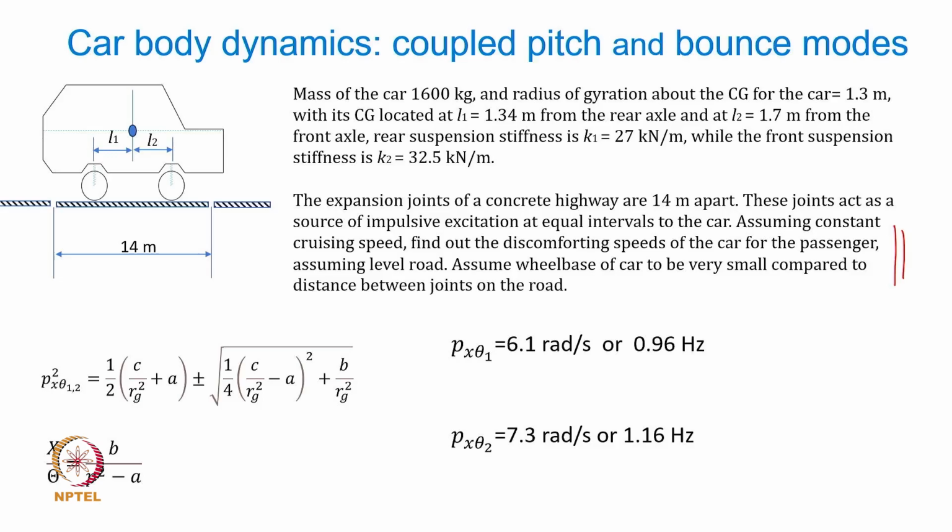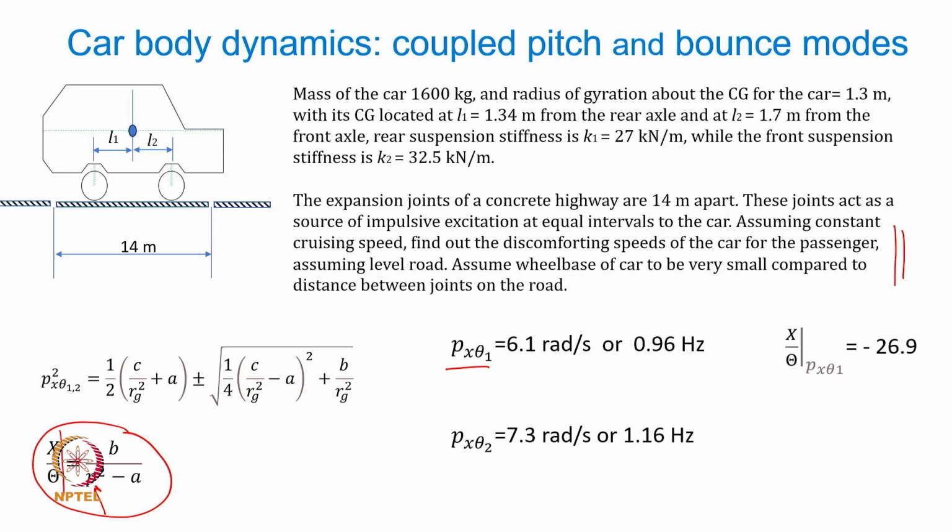So x over theta is equal to b upon p squared minus a was the expression that we derived last time, and that actually is the mode shape. Okay, and so depending upon which value of p you use, the mode shape for that particular natural frequency gets defined. If we substitute in this expression the value of p as p_xθ1, then we get the mode shape of the mass of this particular system when it vibrates naturally at that particular frequency.